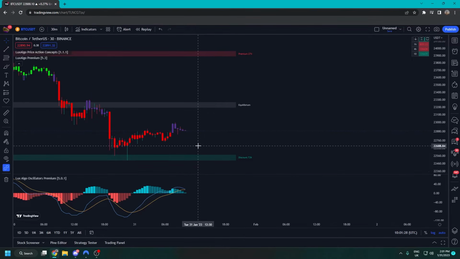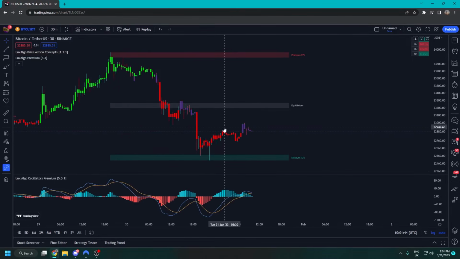So again, I've loaded up another indicator to add to that bias that I think the market is going to come down and become discounted further before a move up. But once it's become discounted, how do we know where to target? Well, each of these levels act as a support and resistance in themselves, making them great targets.